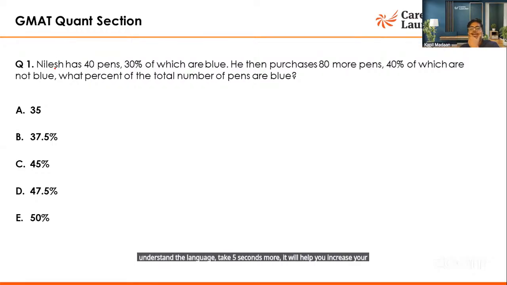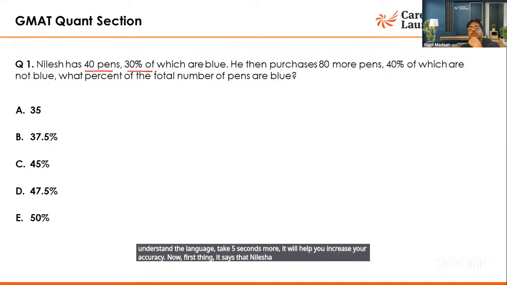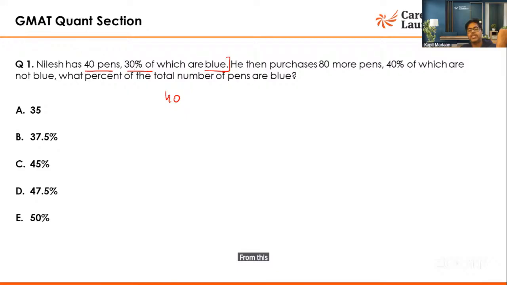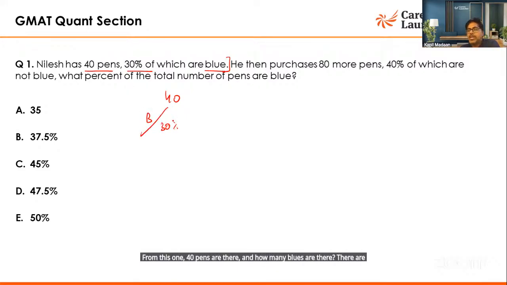Now, first thing, it says that Nilesh has 40 pens, 30% of which are blue. That means 40 pens are there, and how many blues are there? 30% are blue. That means 30% of 40, that is 12 are blue. That means non-blue, B dash, must be 70%, right? Remaining. If that is 30%, so 70%, that is 28 pens are there.